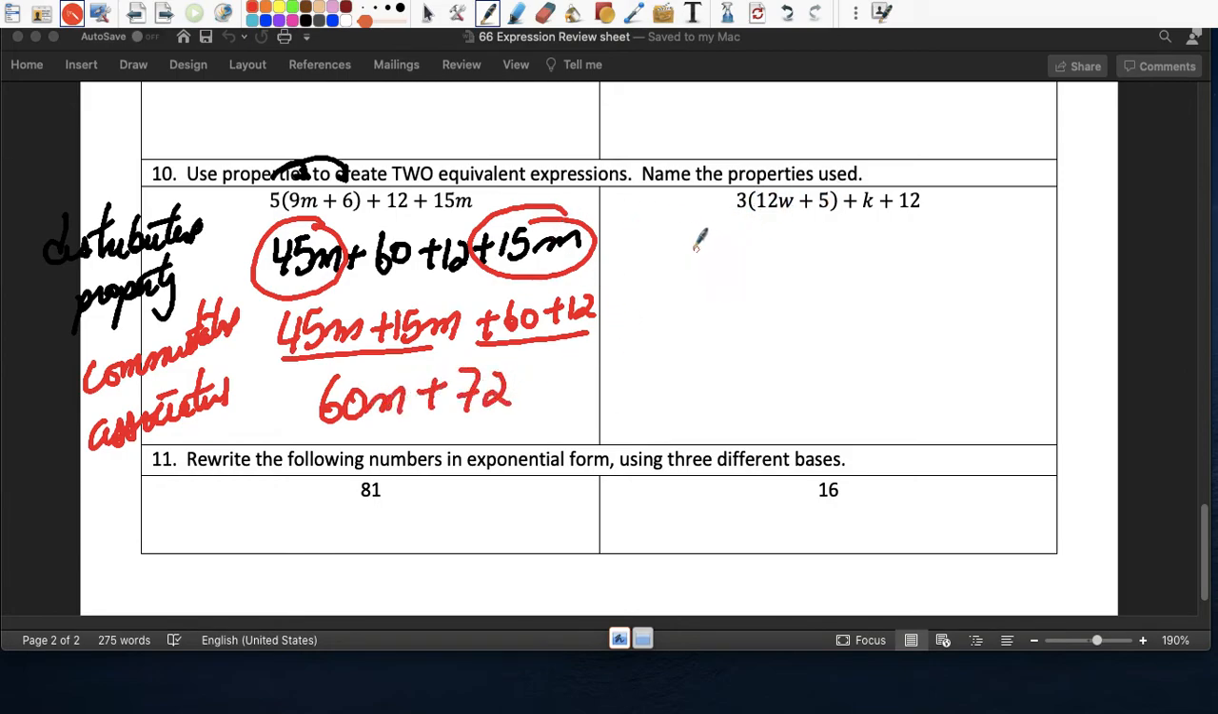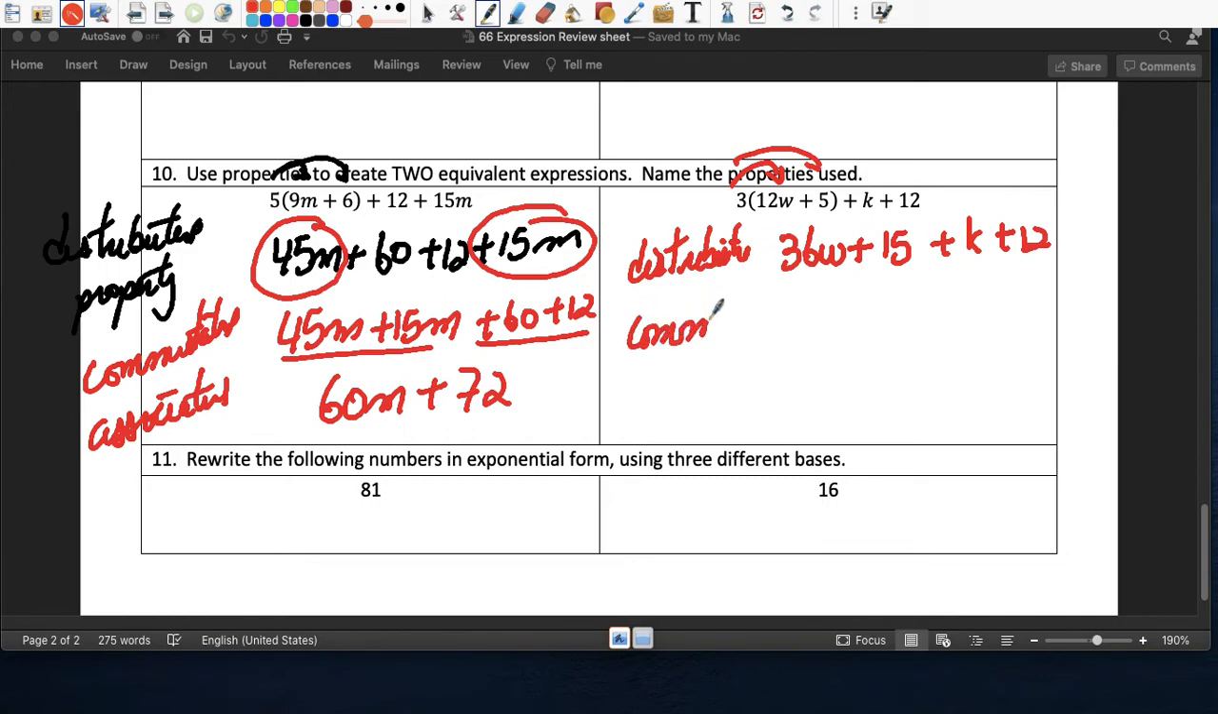This one again, what property are we going to use? We're going to use the distributive property primero. So 3 people ordered 12w plus 5, so we get 36w plus 15. And then plus k plus 12. So let's rearrange some of these things. So we can use the commutative property to switch, para cambiar.